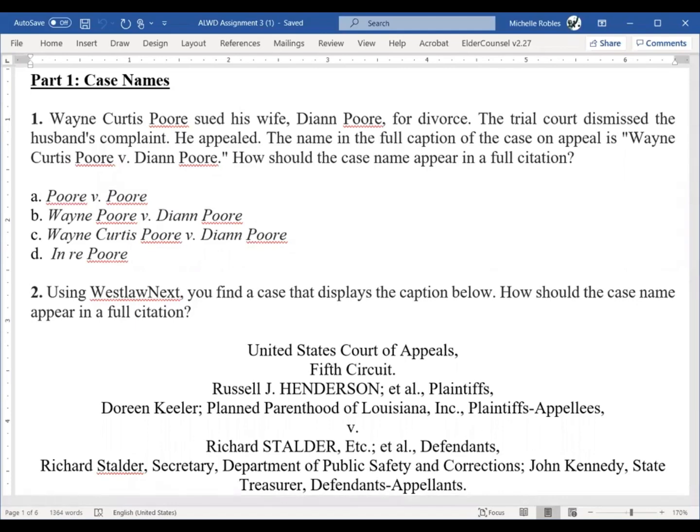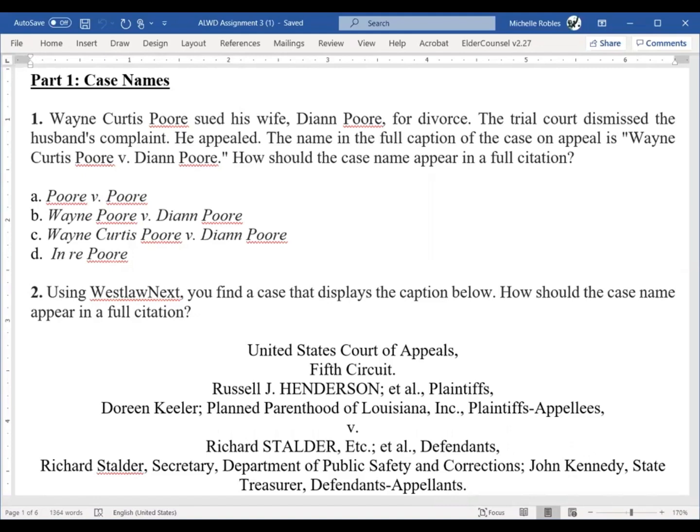For ALWD assignment number 3, you will need your ALWD book, and we're mainly going to be looking at rules number 12, 5, and 6, and also Appendix 1, Appendix 3, and 4.